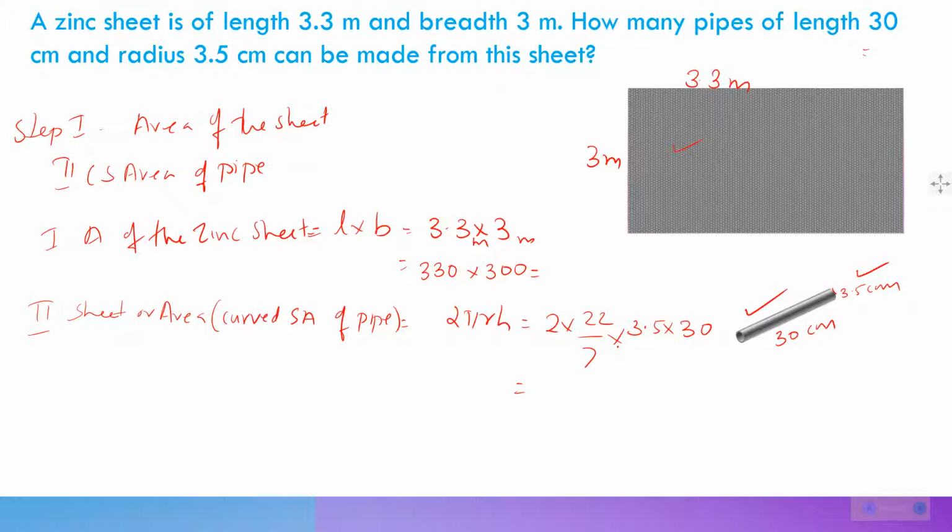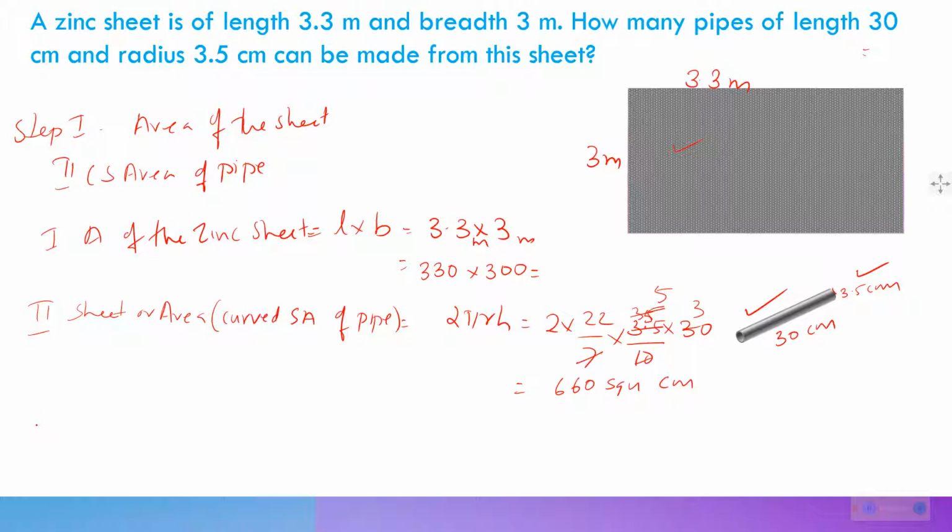We will try to solve it because 3.5 and 7 are there, so we will make it 10 here and remove this decimal. It became 35 now because we are multiplying both 3.5 with 10, and 10 below also. So this will go 5 times, this will go 3 times, 15, 30, 30 into 22, 660 square centimeter is the area required for one pipe.